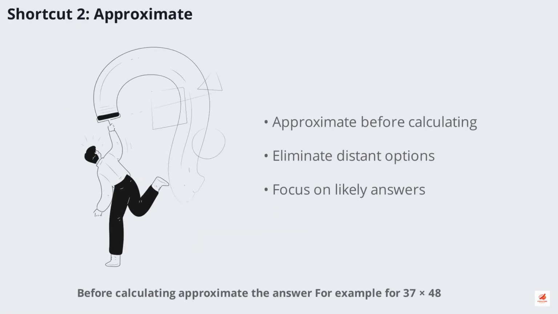Before calculating, approximate the answer. For example, for 37 times 48, think of it as 40 times 50 equals 2000. Eliminate options that are far from 2000 immediately. This saves time and helps you focus on the most likely answers.